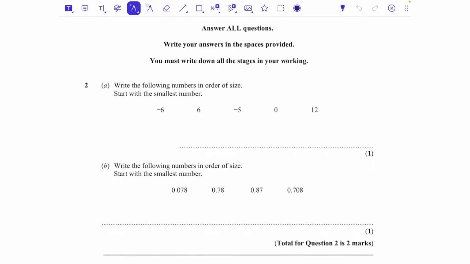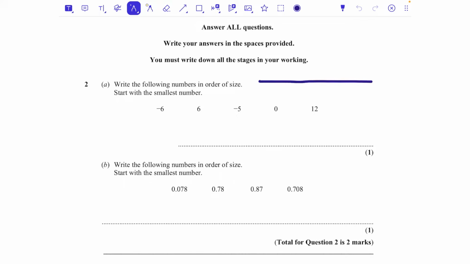Let's get into it. Question 2a. Write the following numbers in order of size. Start with the smallest number. So when we're ordering numbers including negatives, we need to think about a number line. 0 is here and the negative numbers are actually smaller. So if we put these on a number line, -6 would be down here and then -5 would be here. We'd have -4, -3, -2, but we haven't got those numbers. We've got 6 that would be up here and we've got 12 that would be somewhere way up here. So in order, -6 is the smallest and then -5 and then 0 and then 6 and then 12.